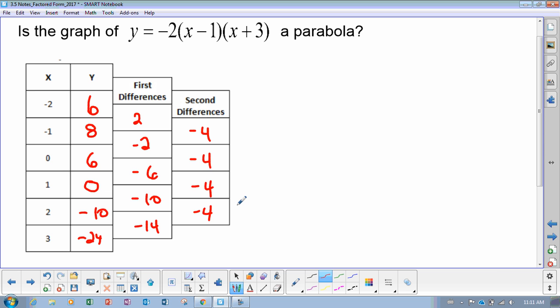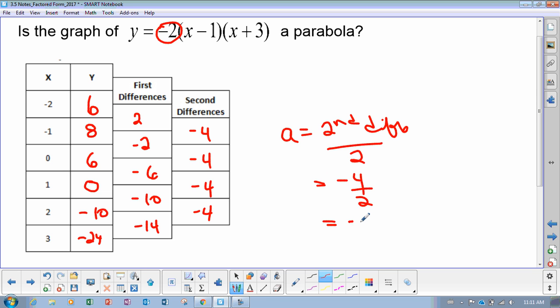And then I'm quite happy that I see that it's negative, because I know our a value is -2. And remember, we looked at that little property that a will always be the second differences divided by 2. And if we check that here, we get -4 divided by 2, which equals -2. So that's a property that can help us down the road. And it is a parabola, guaranteed, because of the second differences being the same.